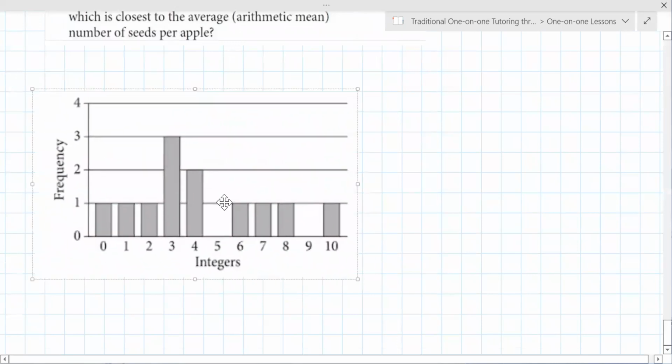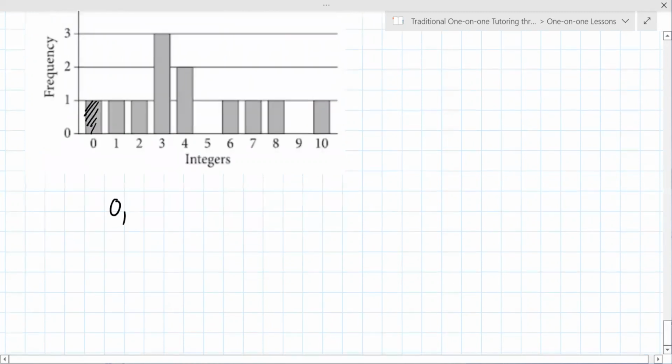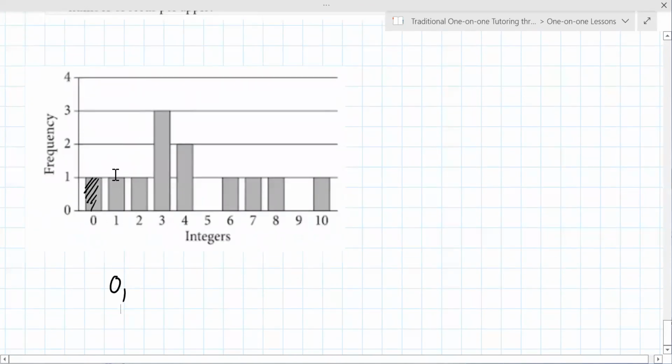All right, it says here that there's a bunch of integers on the bottom. And for example, 0 here on the left, that means there is 1 zero, okay? Because the 0 has a height of 1 here. How many ones are there in this data set? One. Okay. How many twos? One. Okay. How many threes? Three. So we write 3 of them. How many fours?